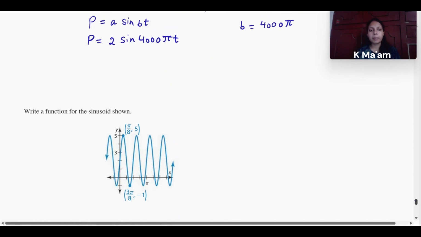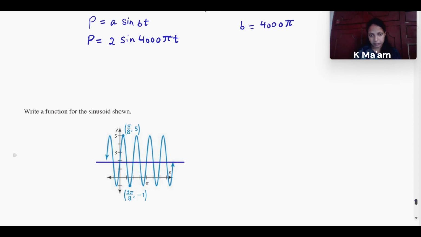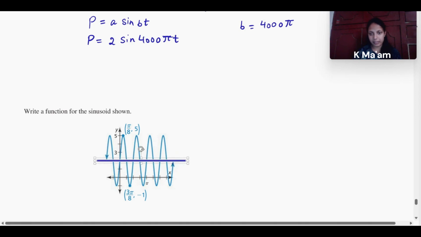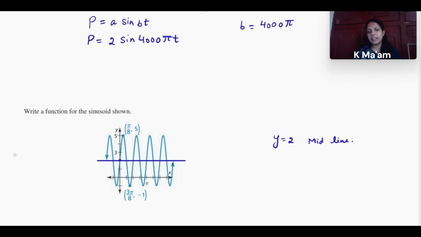Alright, next. Here we have to write the sinusoidal function. Sinusoidal means it is either a sine or cosine function. The maximum point is given, the minimum point is given. Now try to find the midline, where it will be divided into two half parts. So y equals 2 is the midline. You can see at 0 it is also starting at that point, so it's a sine function.